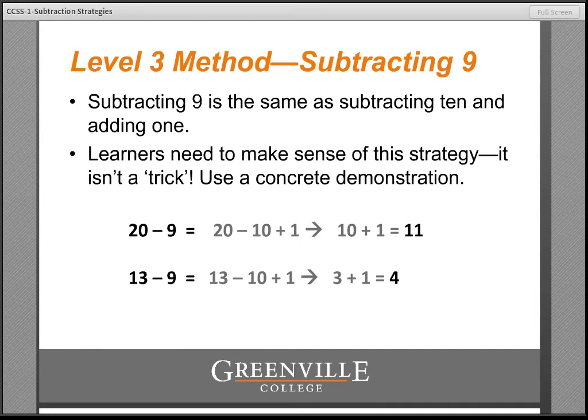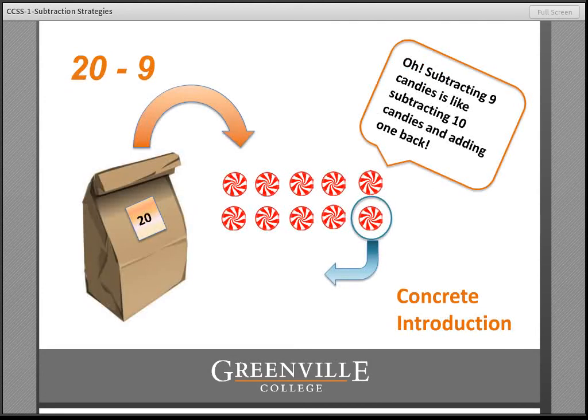13, if I subtract 10, that gets me to 3, add 1, so my answer is 4. So that's basically the strategy. But just looking at it abstractly here, you see it doesn't appear to make sense necessarily. It does seem sort of trick-like. So let's see how we could explore that concretely so it would make sense.